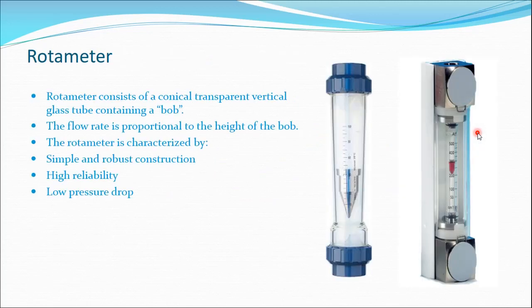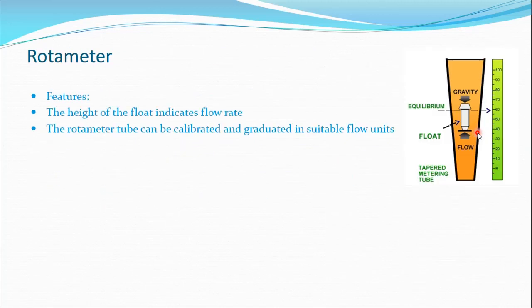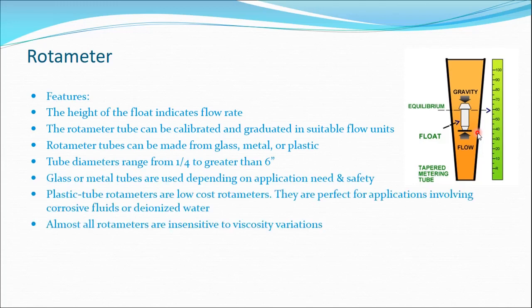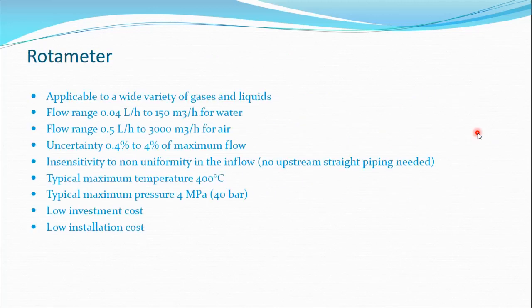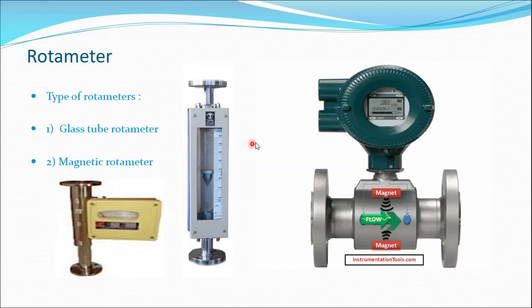Okay, so the glass type of rotameter. Basically there are two types. Here you can see the glass tube rotameter and magnetic rotameters. The basic rotameter is a glass tube indicating type, and the tube is a precision form of borosilicate glass, and the float is precisely machined from metal, glass or plastic.